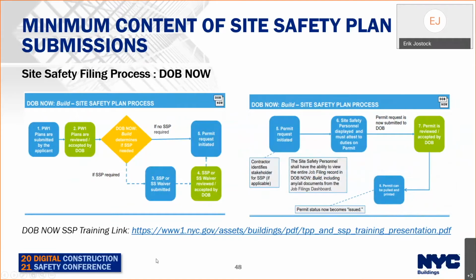Here, the site safety filing process through DOB Now. PW1 plan submitted by the applicant. Plans are reviewed and accepted by DOB. DOB Now determines if the site safety plan is needed. This is based upon the applicant filling out the questions in DOB Now. If no SSP required, permit request is initiated. If the SSP or site safety waiver is submitted, then the SSP or SS waiver is reviewed and accepted by the DOB.